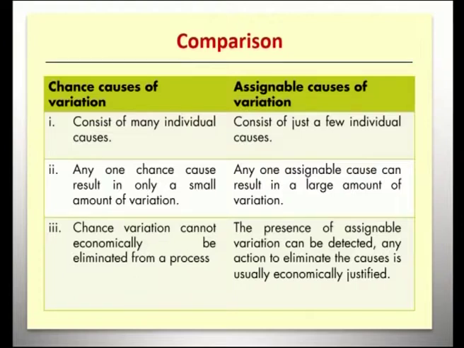Chance causes of variation consist of many individual causes, whereas assignable causes of variation consist of just a few individual causes. Any one chance cause results in a small amount of variation, whereas any one assignable cause can result in a large amount of variation. Chance variation cannot economically be eliminated from a process, whereas the presence of assignable variation can be detected, and any action to eliminate the cause is usually economically justified.